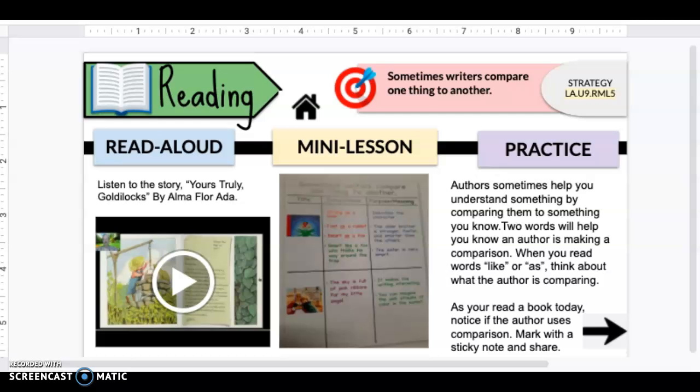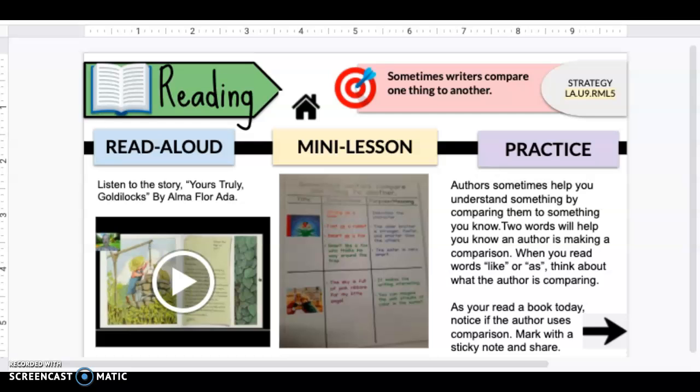So by comparing something to another, it helps us understand a little better. It's using something that we know and comparing it to it. Sometimes people say, as hungry as a bear. Well, are they a bear? No, but they're hungry as a bear, and then we can visualize that in our head.